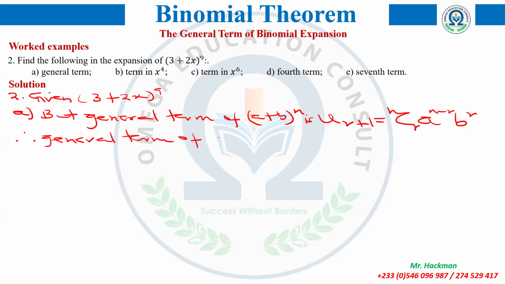of the expansion of (3 + 2x) all to the power 9 will be given by U sub r plus 1 is equal to... Let's compare with our rough work. A is equal to 3, B is equal to 2x, and n is equal to 9.